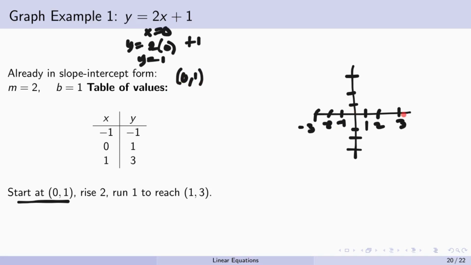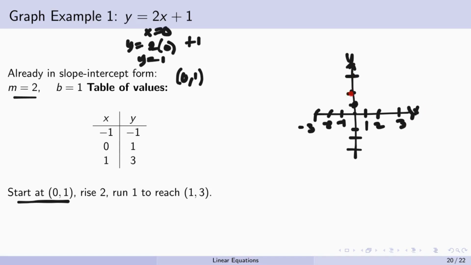So we have 0 for the x-axis and 1 for the y-axis, 0, comma 1. The y-intercept represents the point that touches the y-axis. That's why it's called the y-intercept. Then, because the slope is 2, you rise 2. The y-axis represents rise, and the x-axis represents run.